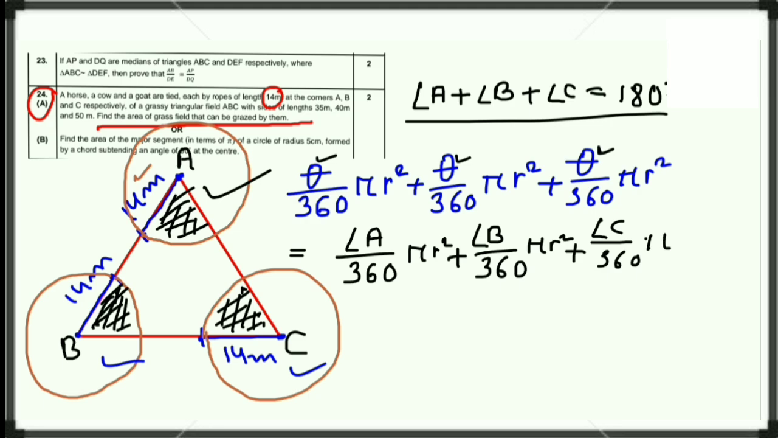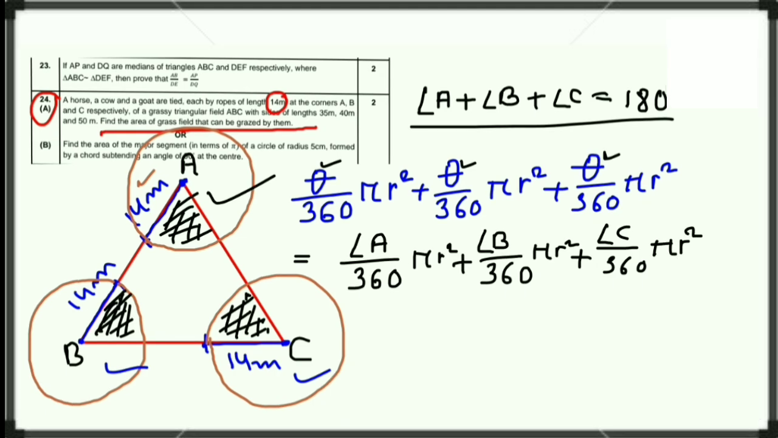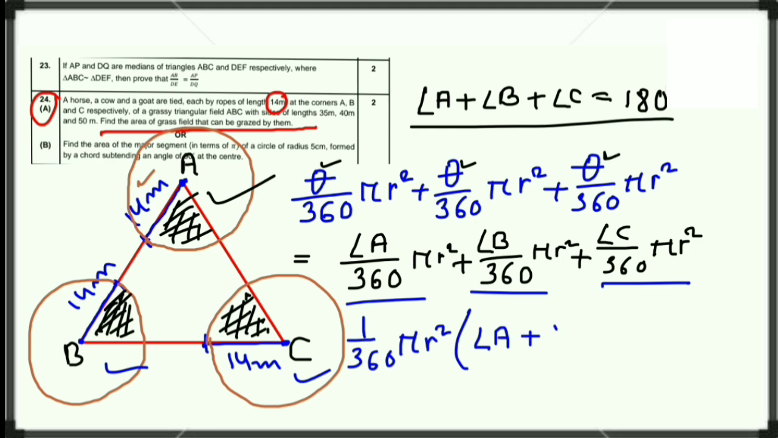360 pi r square. Now in these 3 terms, 360 pi r square is the same, so it can be taken as common. So 1 by 360 pi r square can be taken as common, and here remains only angle A plus angle B plus angle C. Now let's put the value whatever we have.